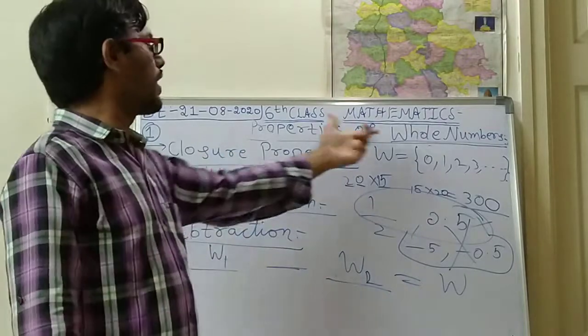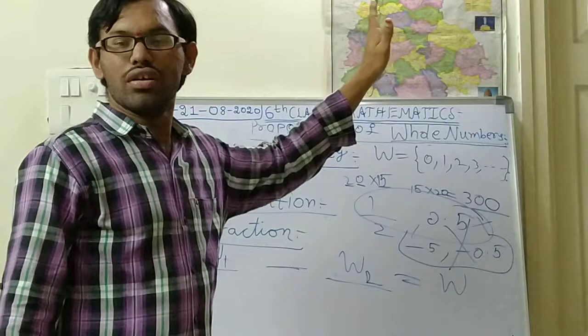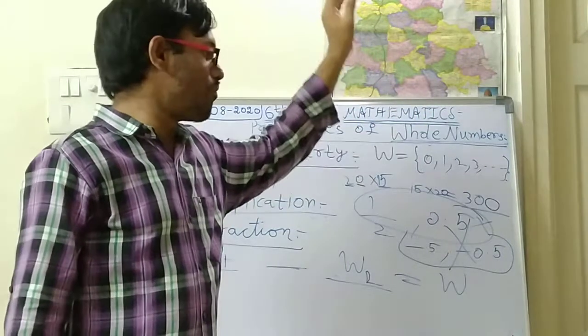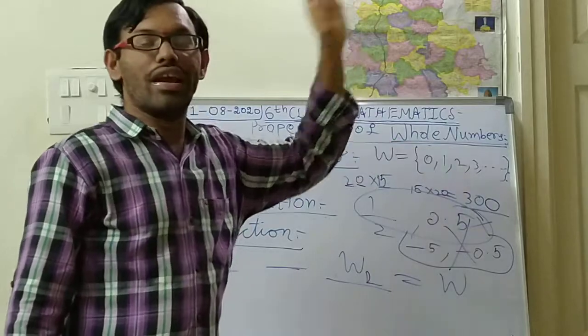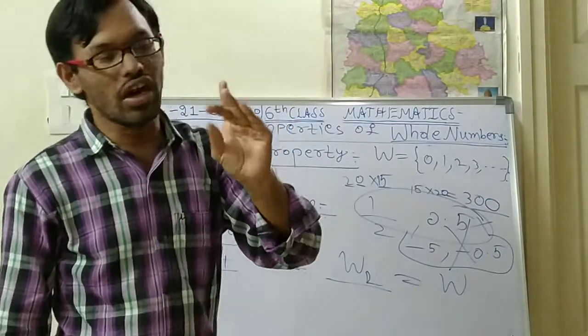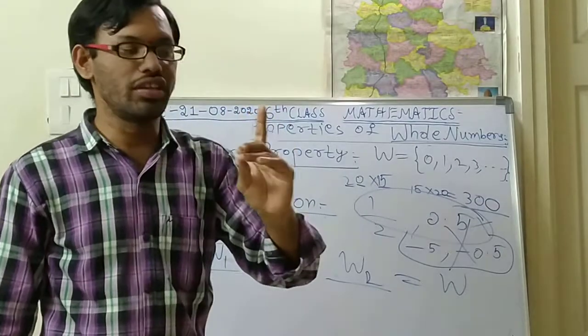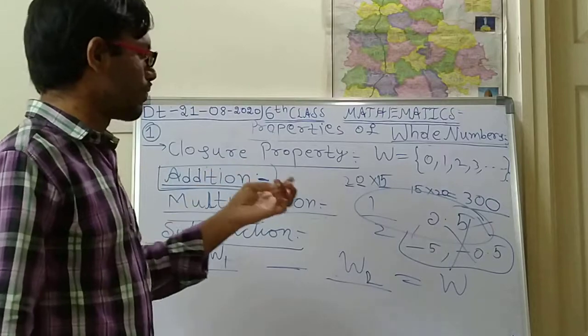So here we are discussing the whole number properties only. In these properties, compulsorily the result also should come as a whole number only. Neither fractions, nor decimals, nor negative numbers. These three should not come. So that is the property of a whole number.